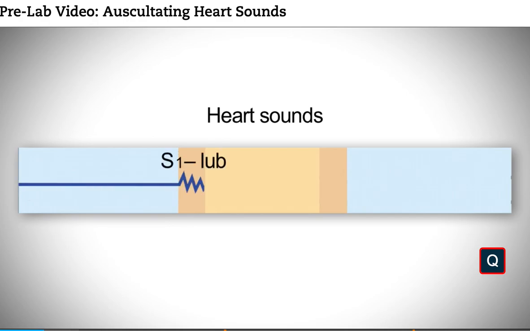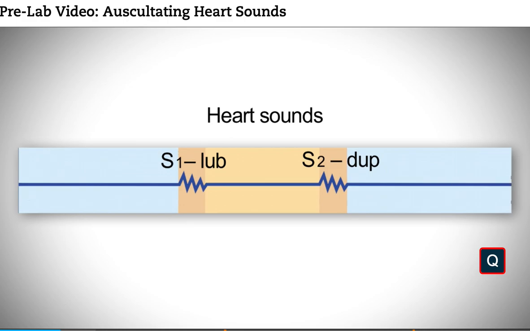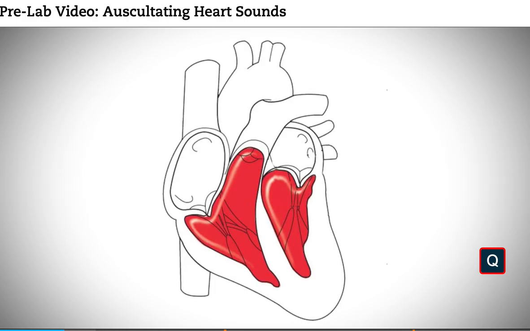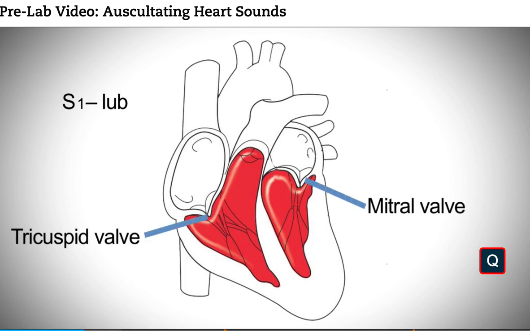The first, or S1, is described as a lub sound. The second, or S2, is described as a dub sound. The closing of the heart valves causes vibrations in the blood and heart wall. S1 occurs as the atrioventricular valves, specifically the tricuspid and mitral valves, close. The mitral valve is also known as the bicuspid valve.